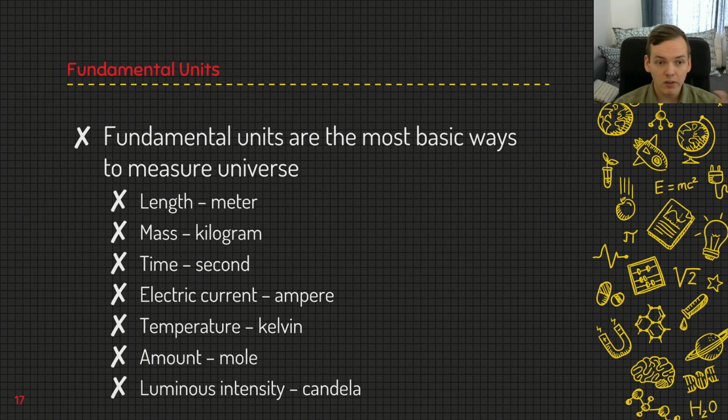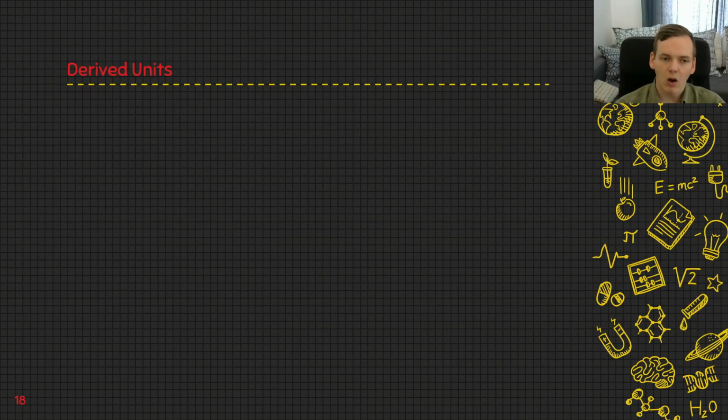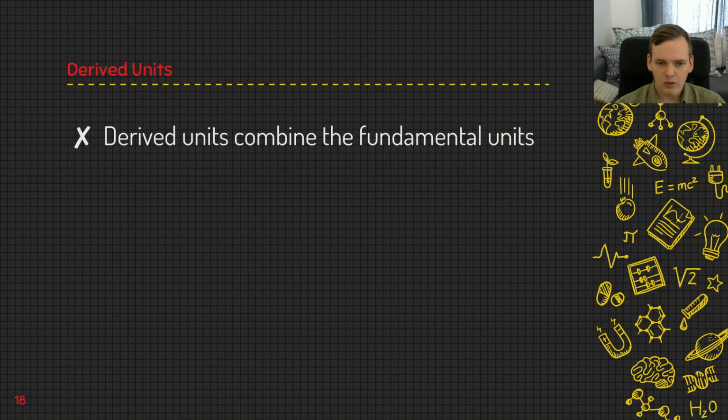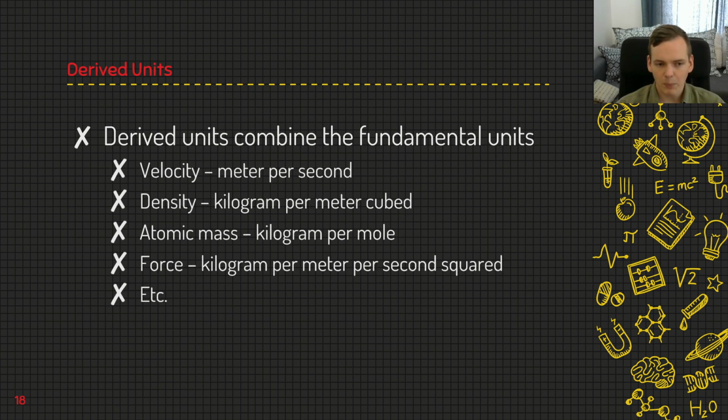So these are the fundamental units. Anything that you could possibly measure or want to measure about the universe is either measured in one of these units, measured in a unit that's related to this, right, meters versus feet, or it's measured in some combination of these units. So those are what we call derived units. Derived units combine the fundamental units. And here's a couple examples.